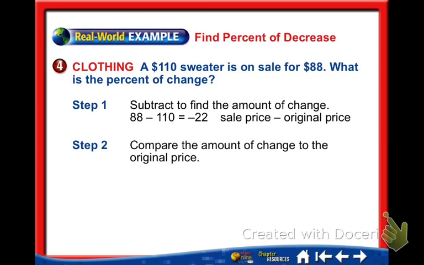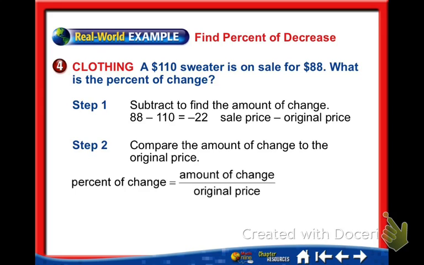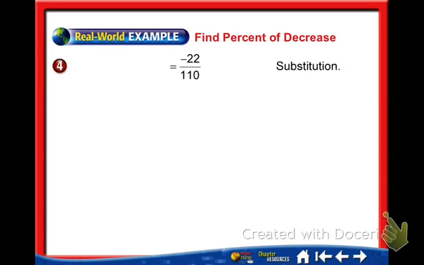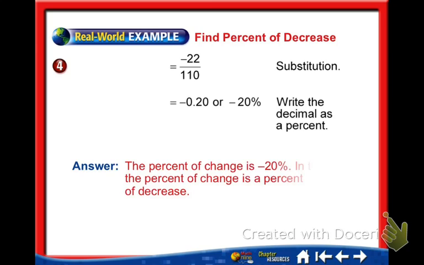We'll compare the amount of change to the original amount. Negative 22 over 110 is our ratio. We can change our ratio to a decimal and then a percent. This gives us about negative 20%. The percent of change is negative 20%. In this case, the percent of change is a percent of decrease since it's negative.